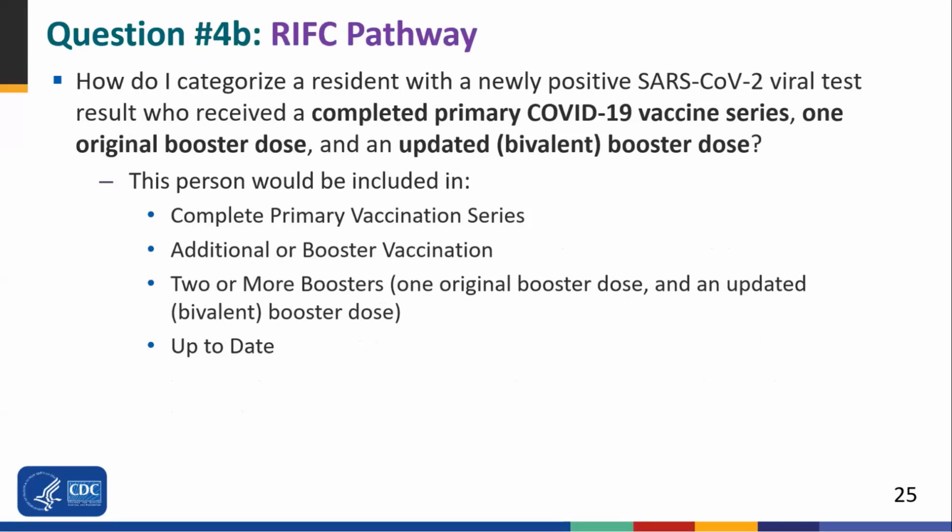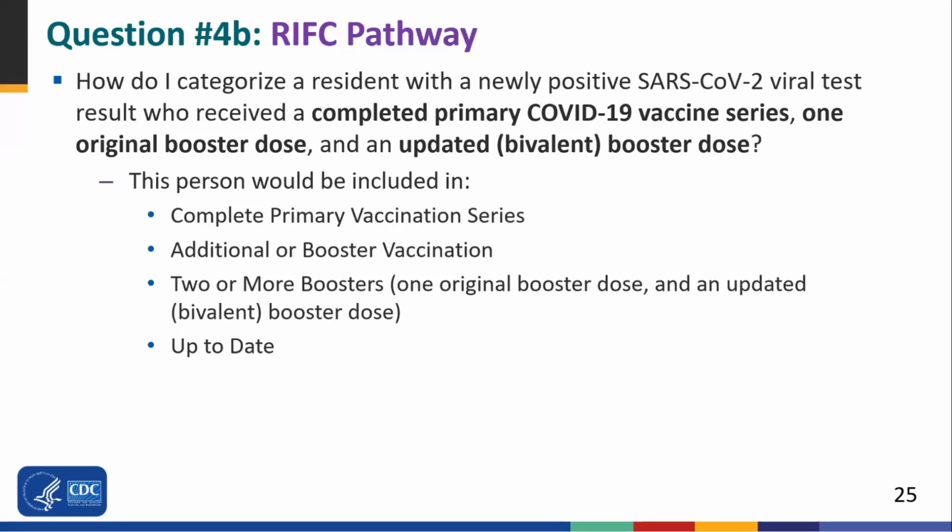Okay, so we're going to go over this same question, but how it relates to the RIFC pathway, the Resident Impact and Facility Capacity Pathway. Again, that's part of the COVID-19 surveillance pathways. For this question, a resident with a newly positive SARS-CoV-2 viral test result received a completed primary COVID-19 series and 1 original booster dose plus a bivalent booster dose.